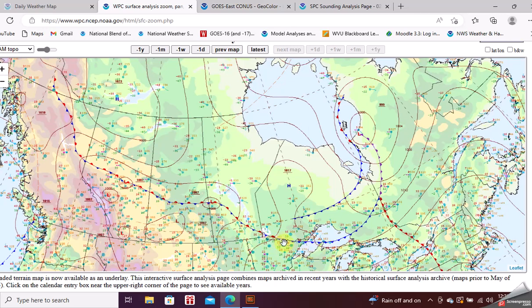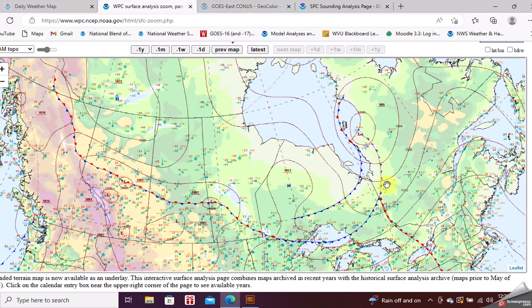Here, notice all the blue triangles are on this side. That front is a cold front moving this way. Here, all the semicircles are on this side. That is a warm front moving this way. Here, you have a semicircle and a triangle. What is that? That's an occluded front.